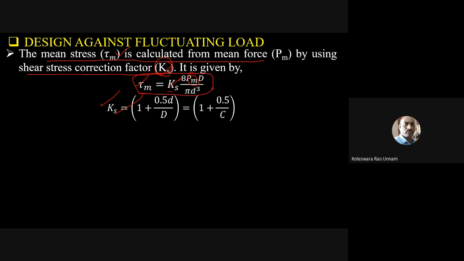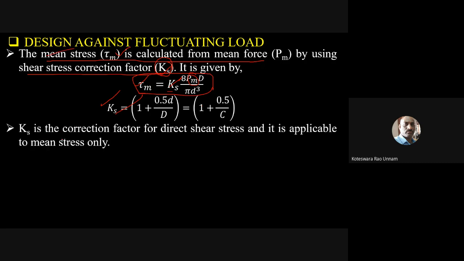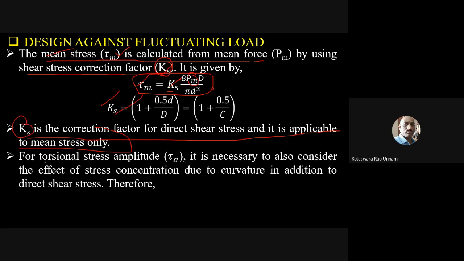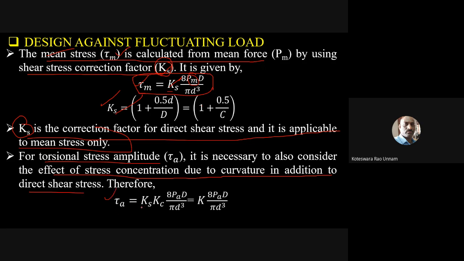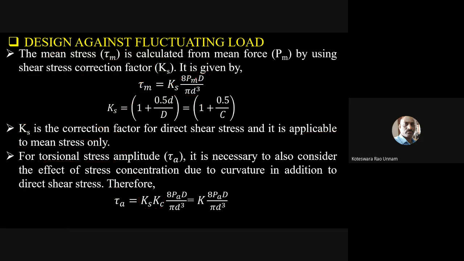Once you calculate the mean stress, you need to calculate the amplitude stress also. Ks is the correction factor for the direct shear stress and it is applicable to only the mean stress. Then the torsional stress amplitude, tau A, is necessary. It is necessary to also consider the effect of stress concentration due to curvature in addition to the direct shear stress. Therefore, your tau A expression is Ks into Kc into 8 Pa d by pi d cube. So the important point is that while calculating the mean shear stress, you have to use the mean load and apply Ks only. You need to remember this.